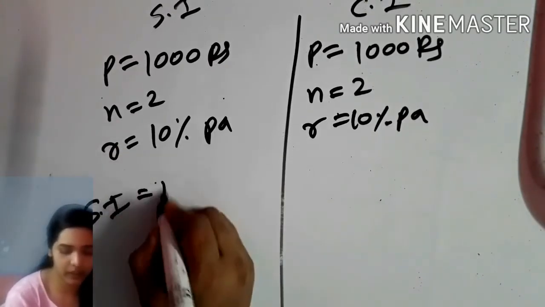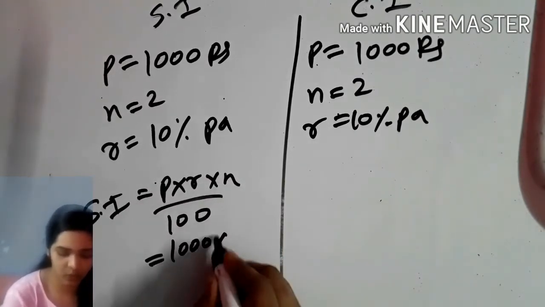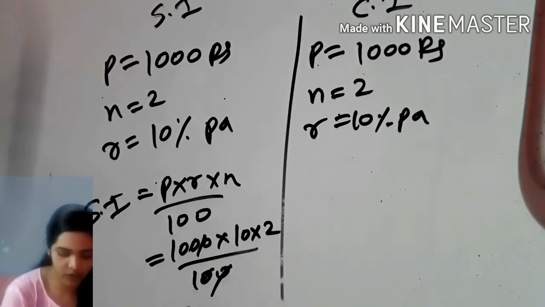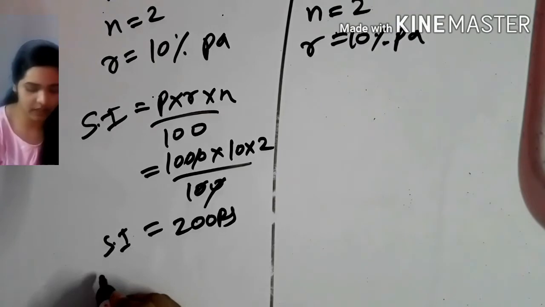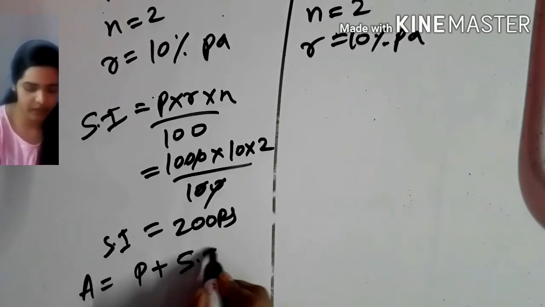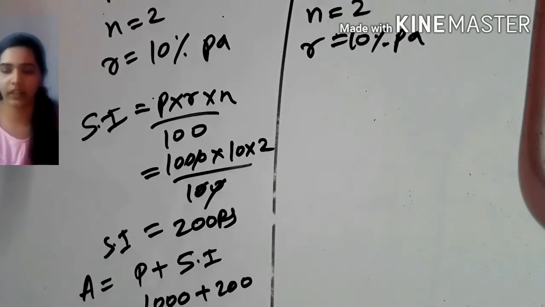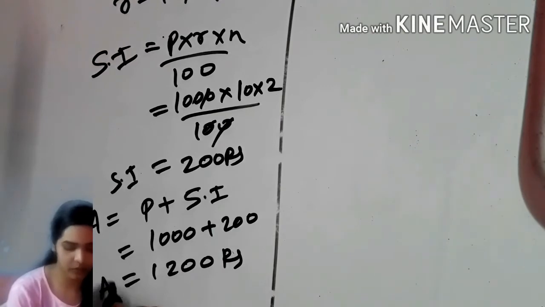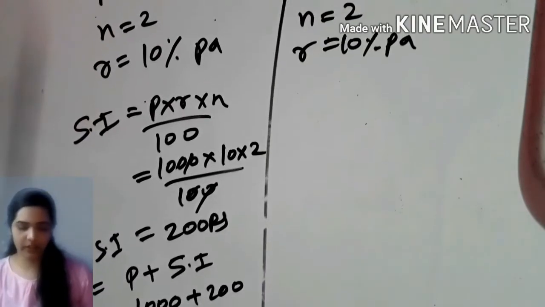SI is equal to P into R into N upon 100. So 1000 into R is 10 into 2 upon 100. So it comes out to be 200 rupees SI. The SI is coming out to be 200 rupees, and the amount we are going to receive at the end is principal plus SI. So principal is 1000 plus SI is 200, so we are getting 1200 rupees as amount at the end after investing the 1000 rupees as principal.